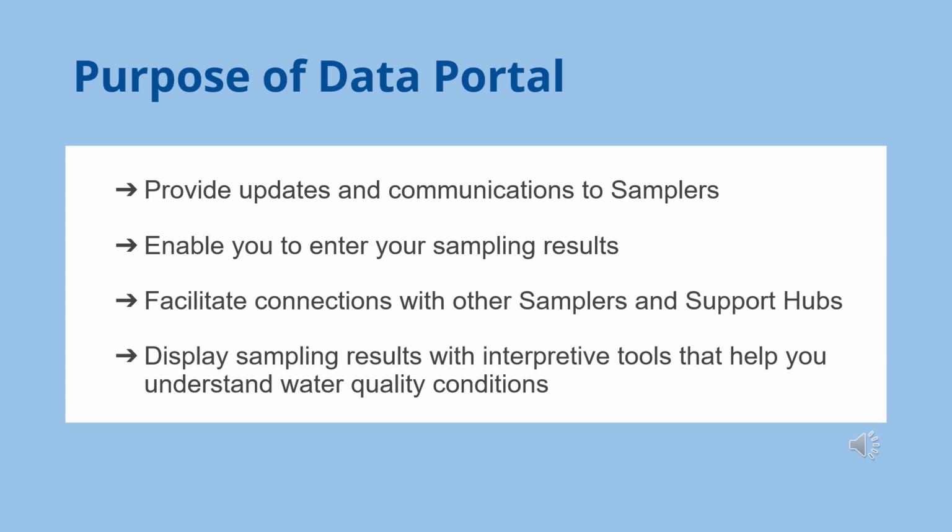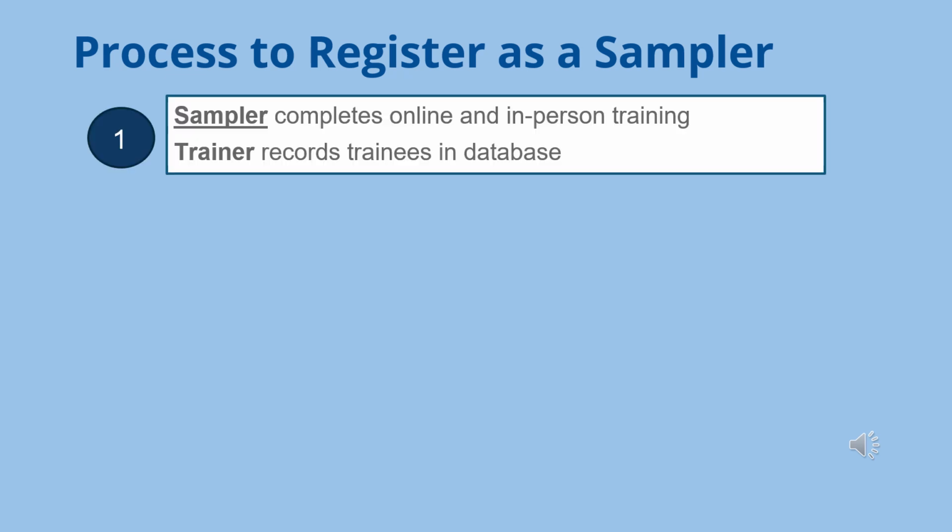This data portal is intended to help provide updates and communications to samplers, enable you to enter your sampling results, facilitate connections with other samplers and support hubs, and display sampling results with interpretive tools that help you understand your water quality conditions. Kentucky Watershed Watch is using a stepwise process to certify its trained samplers and provide them with access to the data portal.